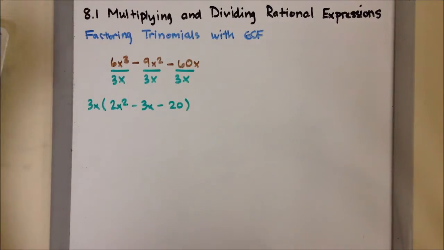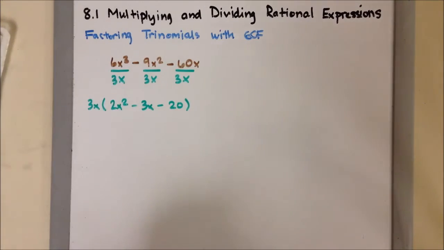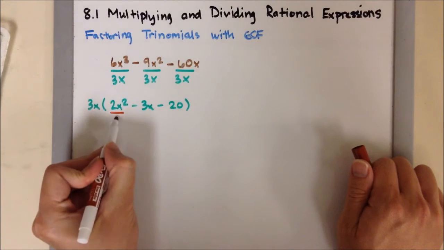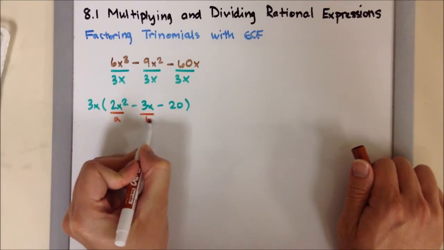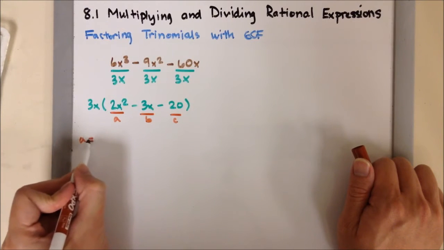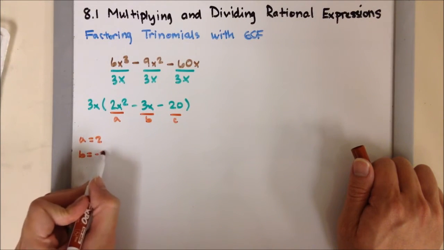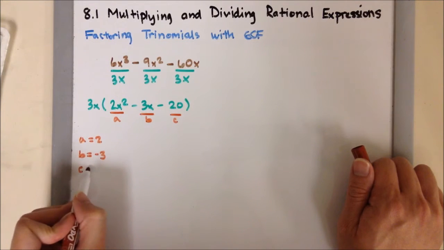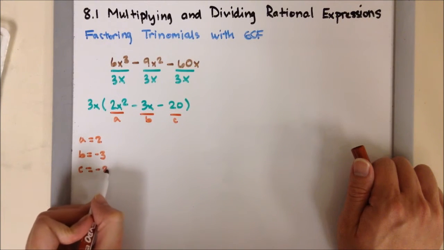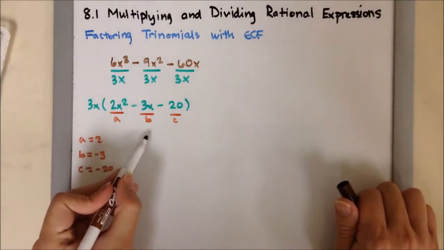Alright, now, just like before, we're going to factor just like how we did before with the trinomial. Here's my A, here's my B, and here's my C. So A is 2, B is negative 3, and C is negative 20. Now we're going to set up our table, our X table.